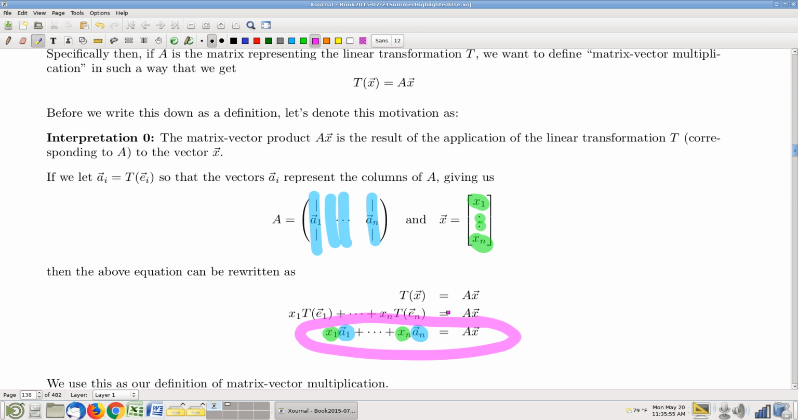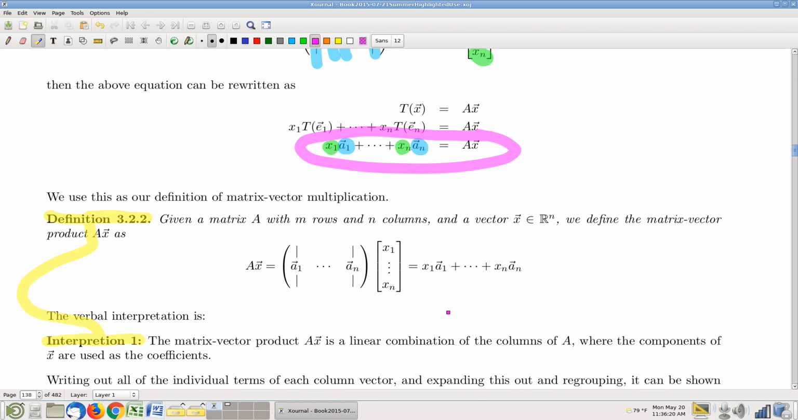So nice result. If you want to multiply a matrix times a vector, you're going to take a linear combination of the columns of the matrix where you use the coordinates of the vector as the coefficients in that linear combination. We have no choice. We have no reasonable choice otherwise. All right. So you'll notice that's the formula I have written down here.